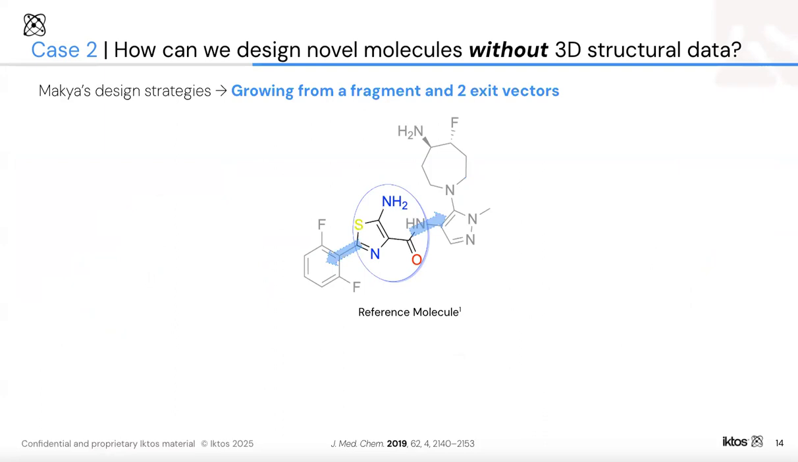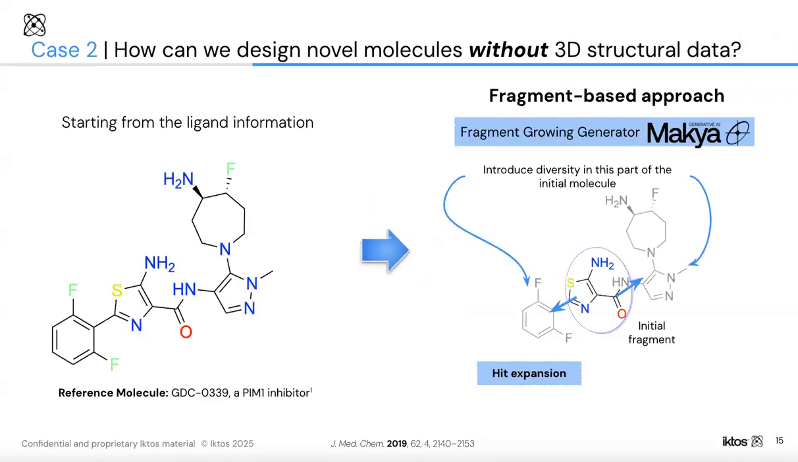In case one, we had the advantage of having the structural information of the protein and ligand in order to guide the design. But what if we don't? That's exactly what we're going to be tackling in this second use case. How can we design novel molecules without access to the 3D structural information? In this case, we are starting with just the ligand information, no protein structure.